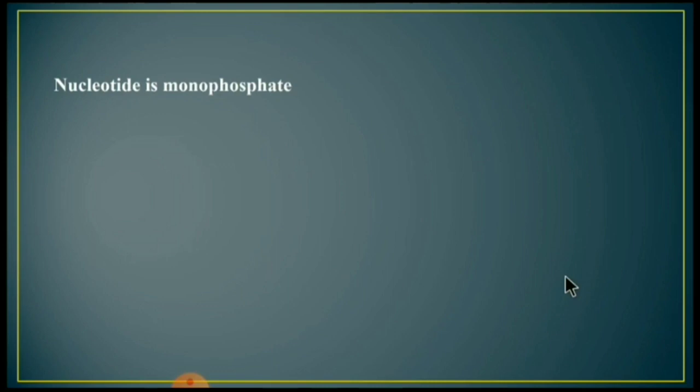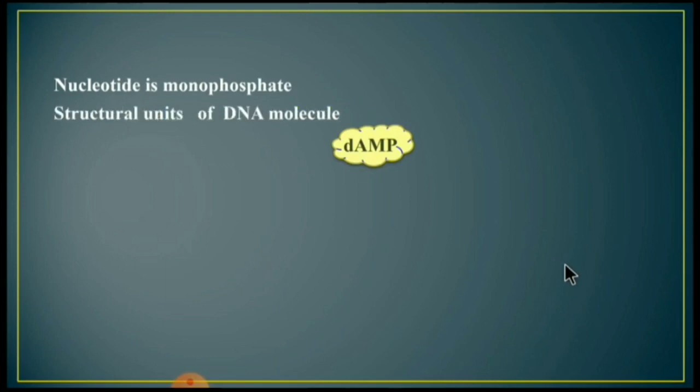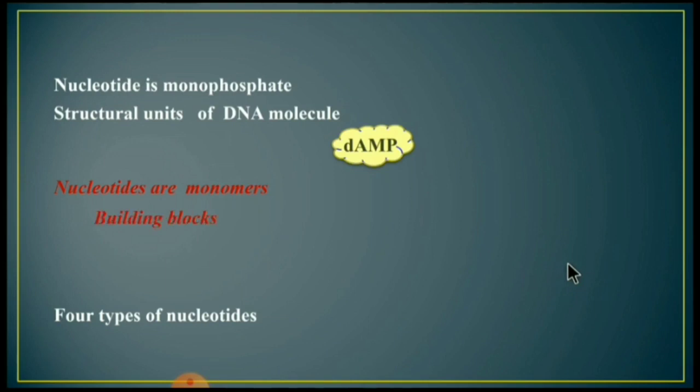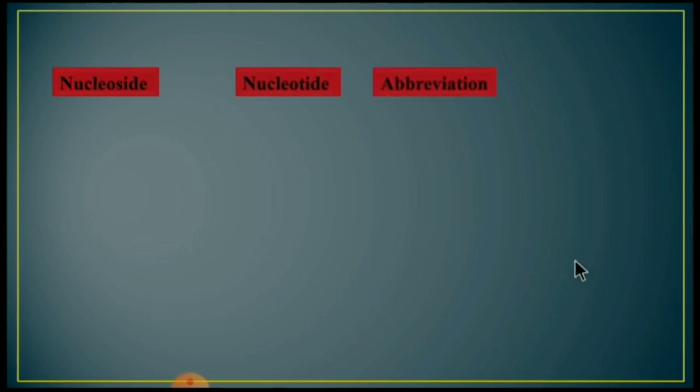A nucleotide is a monophosphate. Nucleotides are the monomers of polynucleotides. 4 types of nucleotides are formed, and they are the building blocks of nucleic acids. A nucleoside combines with a phosphate group to form nucleotides. Let us see one by one.